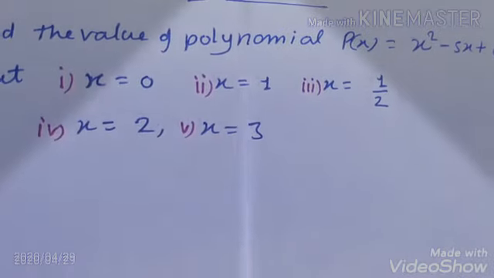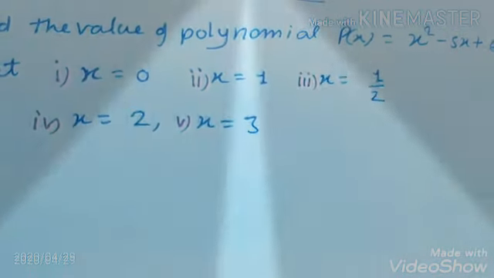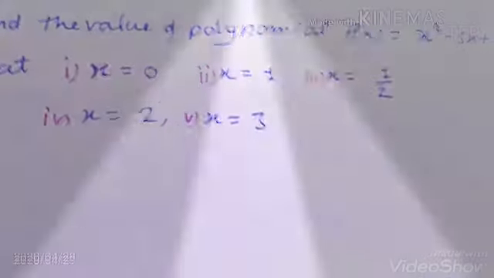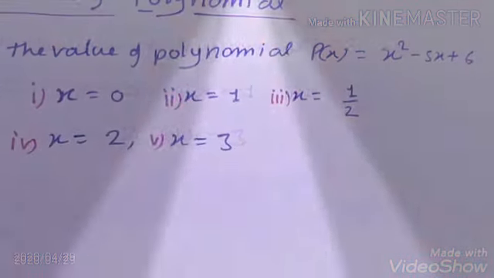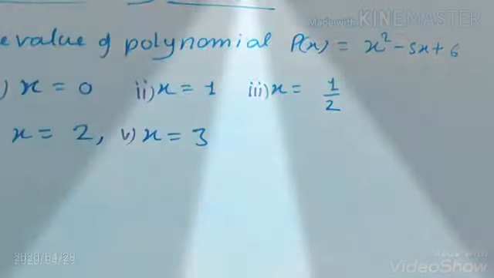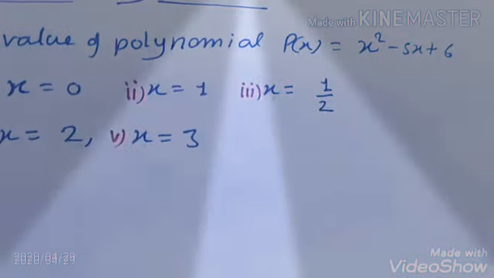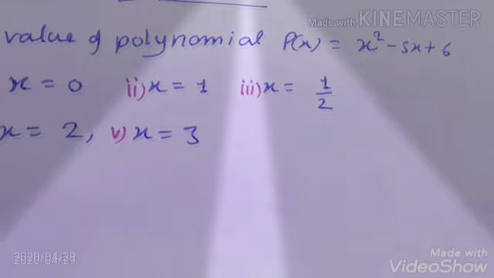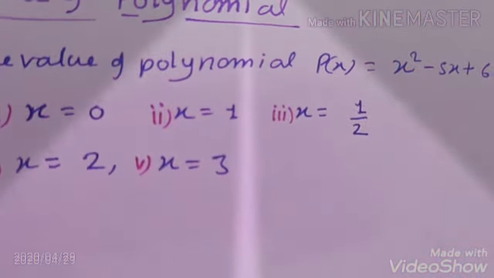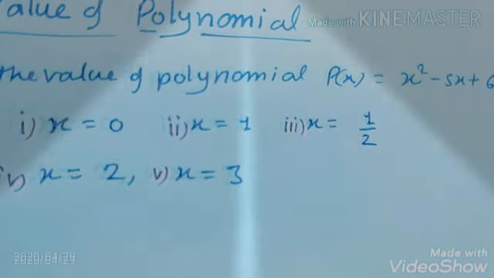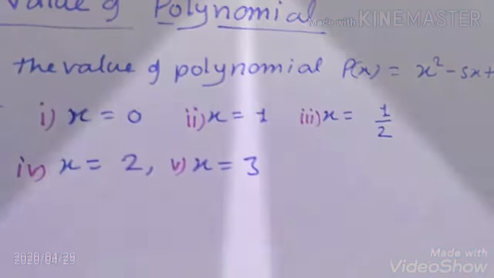So these are the values of x, means variable used in the polynomial, and by taking these values of x, you shall have to evaluate the polynomial that is given as p(x) is equal to x square minus 5x plus 6. What does p(x) denote? That means polynomial over the variable x. So let's calculate the values of polynomials.